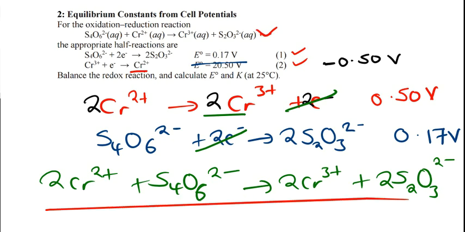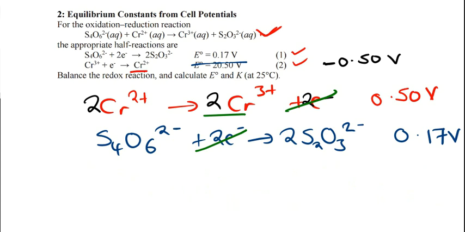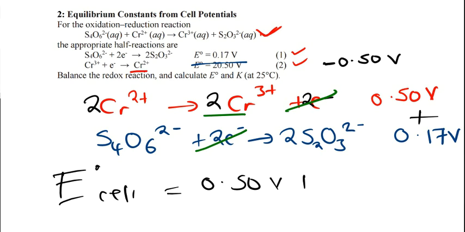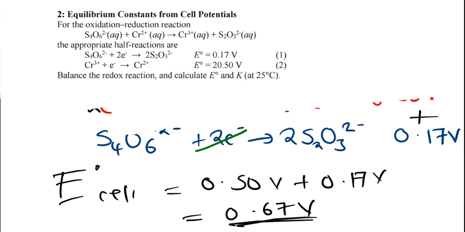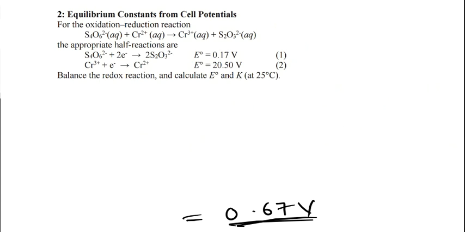So this is the balanced equation, unlike that one that we had on top there. After you've balanced, they also want you to determine the standard cell potential, which, after you've reversed, you just add whatever you have there. So our standard cell potential becomes 0.50 volts plus 0.17 volts, which gives us 0.67 volts as the standard cell potential. Okay, so that's it for the first two parts of the question. So we've determined the standard cell potential.